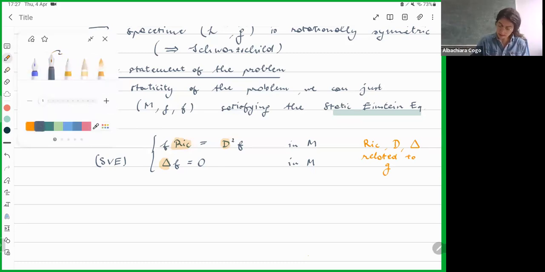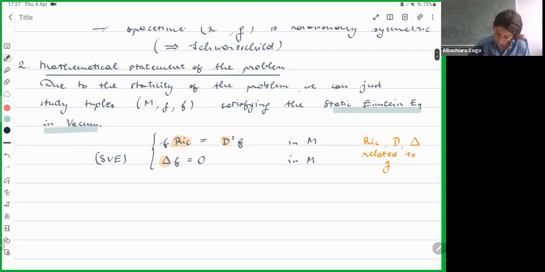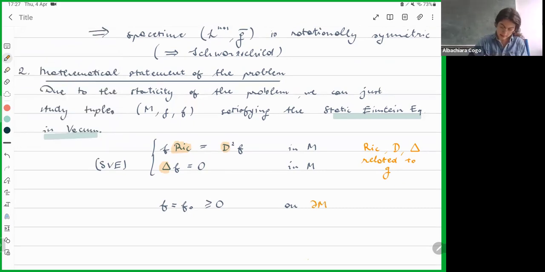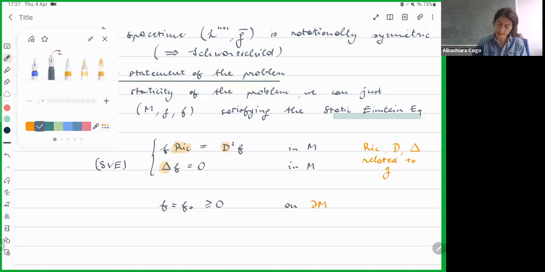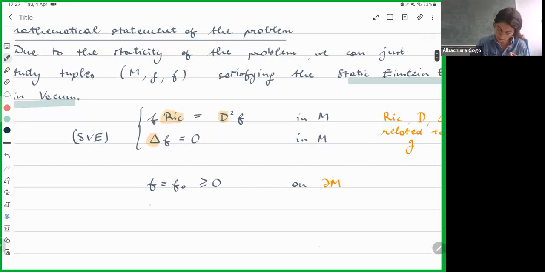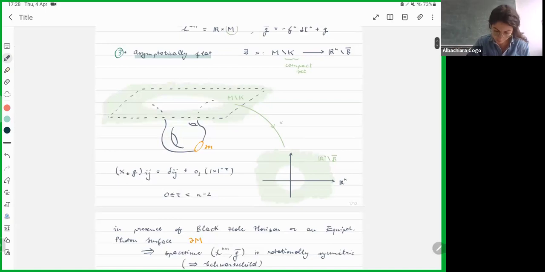Okay, and reformulating the problem mathematically, we have to solve this system of PDEs with the boundary values f equal f0, a constant, non-negative constant on the boundary. I'm going to use this color for the boundary again. Then, of course, this is second order, I mean, we have a Laplacian of f, so we prescribe also another boundary condition, which is going to be at infinity. So in this picture, we will have on partial M, the boundary here, a value of f, and then we will have a value of f as approaching infinity.